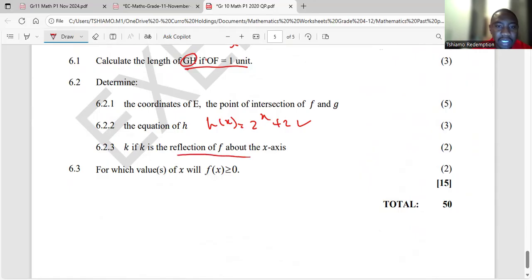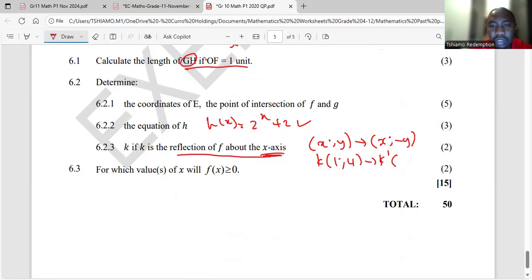K is reflected in the x-axis. So reflection in the x-axis says what? The coordinates become x and negative y. So they want the coordinate. So K is (1; 4), meaning the image will be (1; minus 4). I think that's what they're looking for.